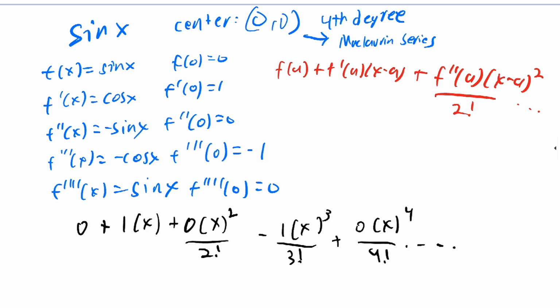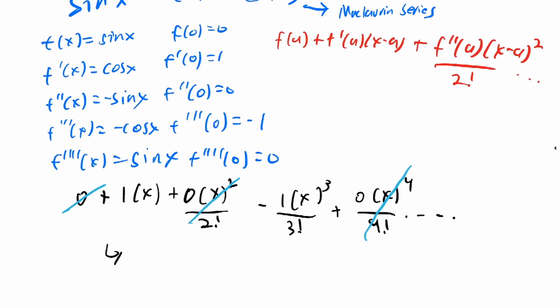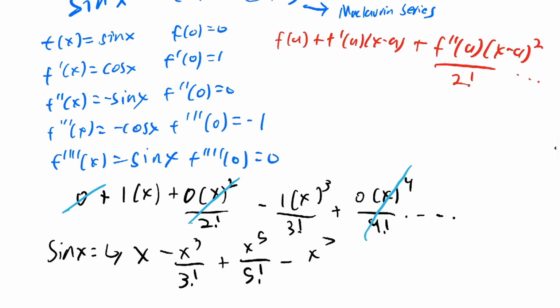Now, look what's going on here. First term cancels out, third term cancels out, fifth term cancels out. And if you notice a pattern here, we're saying that sine x is approximately just x minus x cubed over 3 factorial. Now, if we went to the next term, it's going to turn out to be plus x to the 5th over 5 factorial. The term after that is going to be minus x to the 7th over 7 factorial, and dot dot dot.